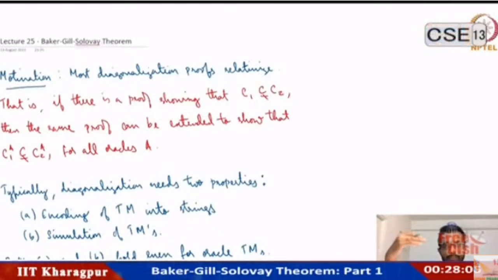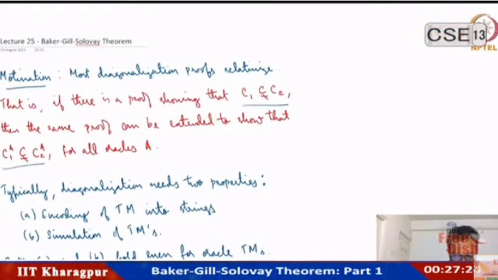And most diagonalization proofs relativize. So what do I mean by relativize? It means that they can be extended to a setting where the Turing machines use oracles as well. In other words, if there is a proof that shows that a complexity class C1 is a subset but not equal to C2, then the same proof can be extended to show that C1 with the oracle A is a subset but not equal to C2 with the oracle A, for any oracle A.